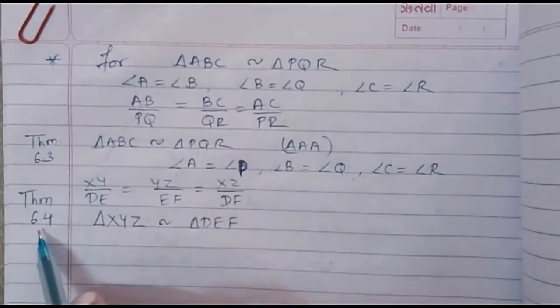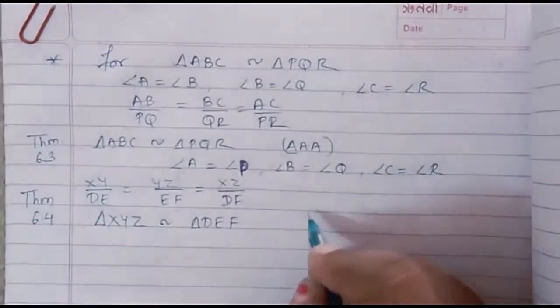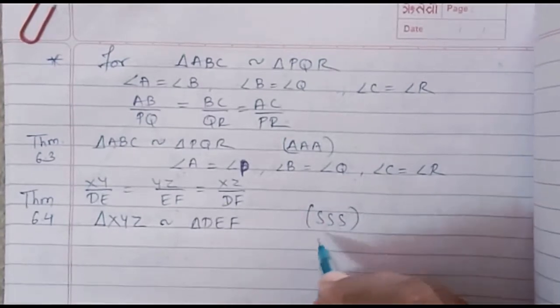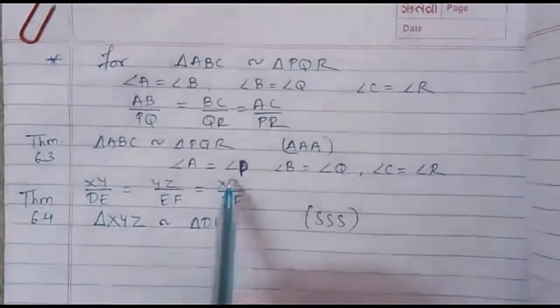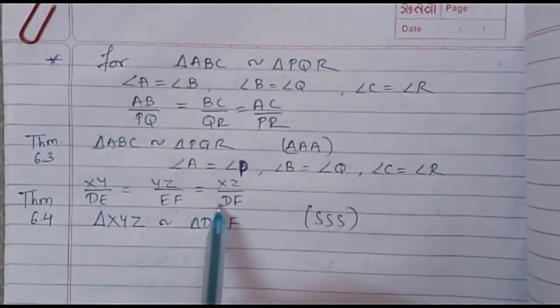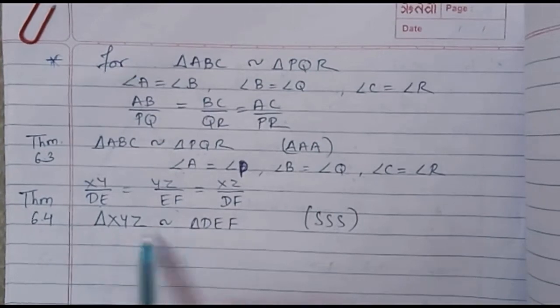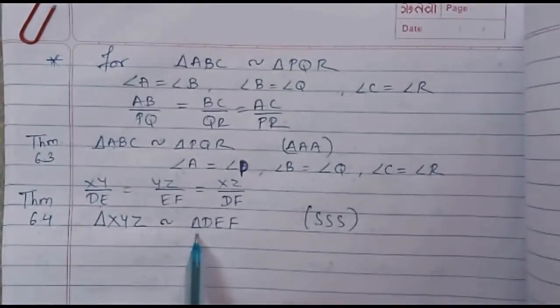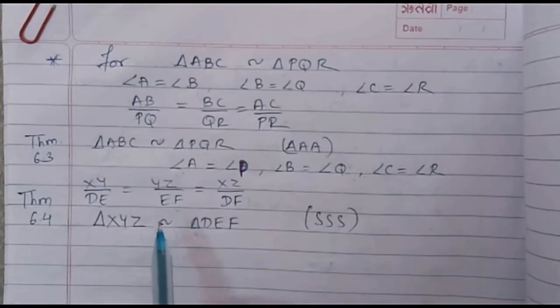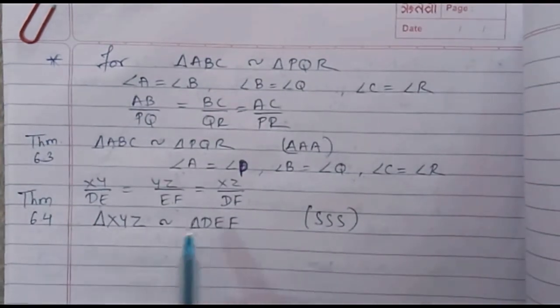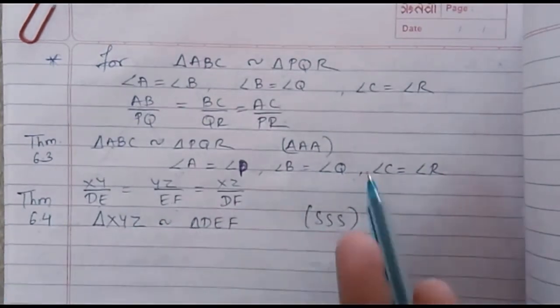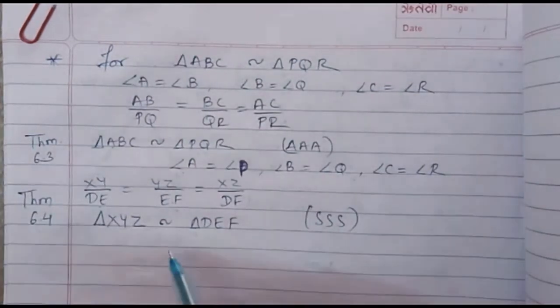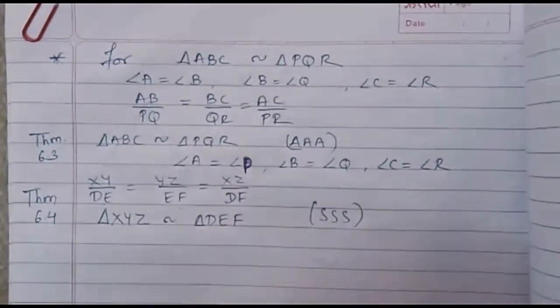Same way, our next theorem is theorem 6.4, which can also be called to be SSS, that is side side side theorem. If the corresponding sides are in equal proportion, then we can say the two triangles are similar triangle. That means we can say the statement, in two triangles, side of one triangle are proportional to the sides of other triangle, then their corresponding angles automatically will be equal, and hence two triangles will be similar triangles.